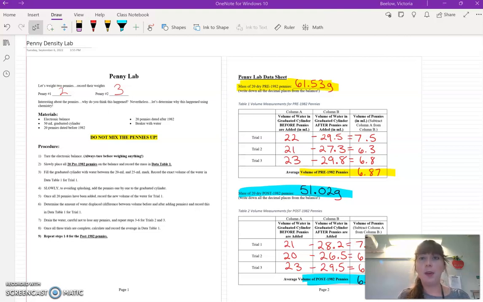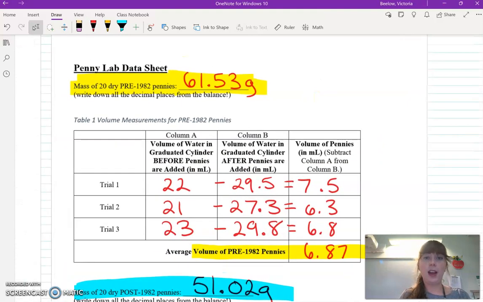So in this lab, you would have collected data on the mass and the volume of these pennies because that is how we're going to find density. Remember, density is mass divided by volume. So on this table over here, I have the data provided to you. I have 20 pennies that were weighed, the mass of 20 pennies before the year 1982. So that's your mass, okay? And then I also collected the volume of those pennies.